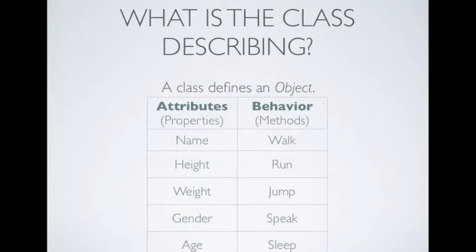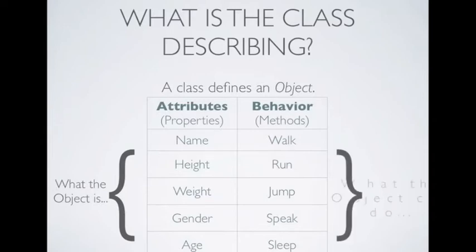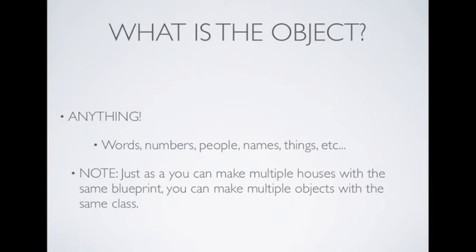And the behavior is what it can do. Walk, run, jump, sleep. So on this side we have what the object is, and on this side we have what the object can do. So what is the object? The object is anything. It can be words, numbers, people. There's a million things. Note that just as you can make multiple houses with the same blueprint, you can make multiple objects with the same class. And that's one of the best metaphors that I've ever heard for that ability.